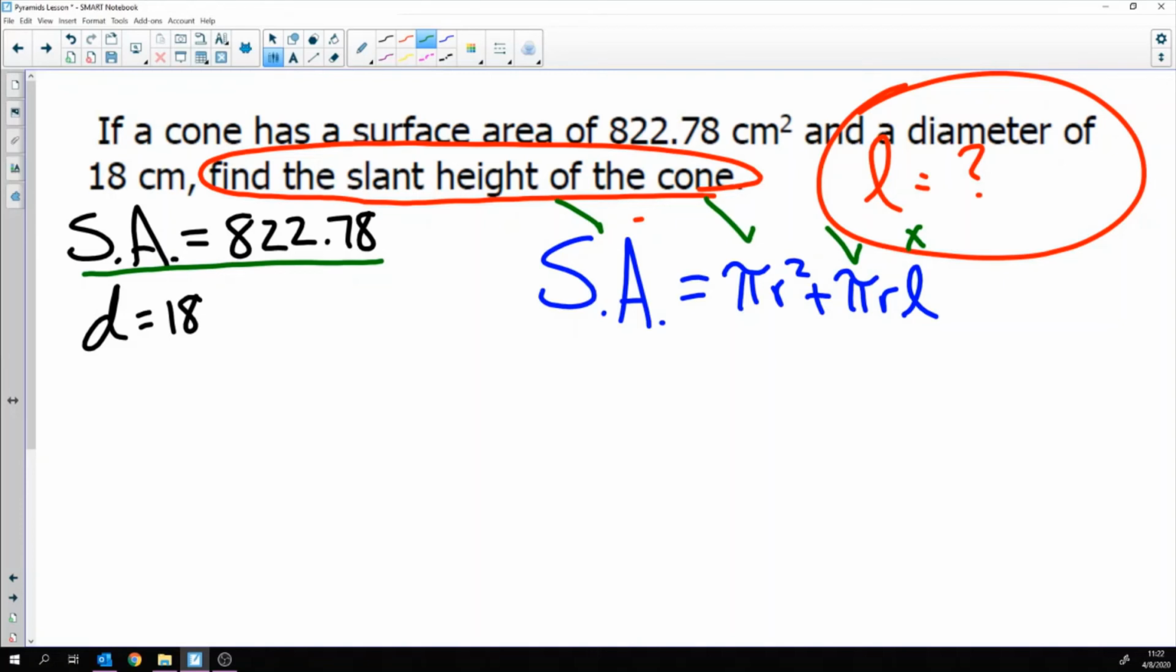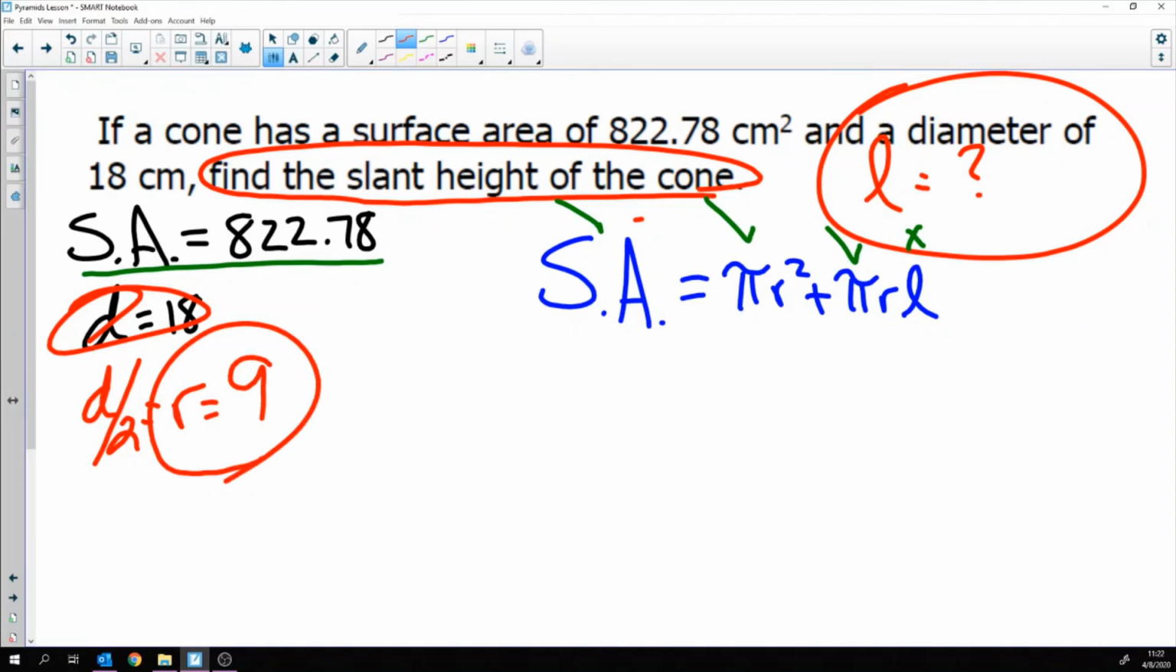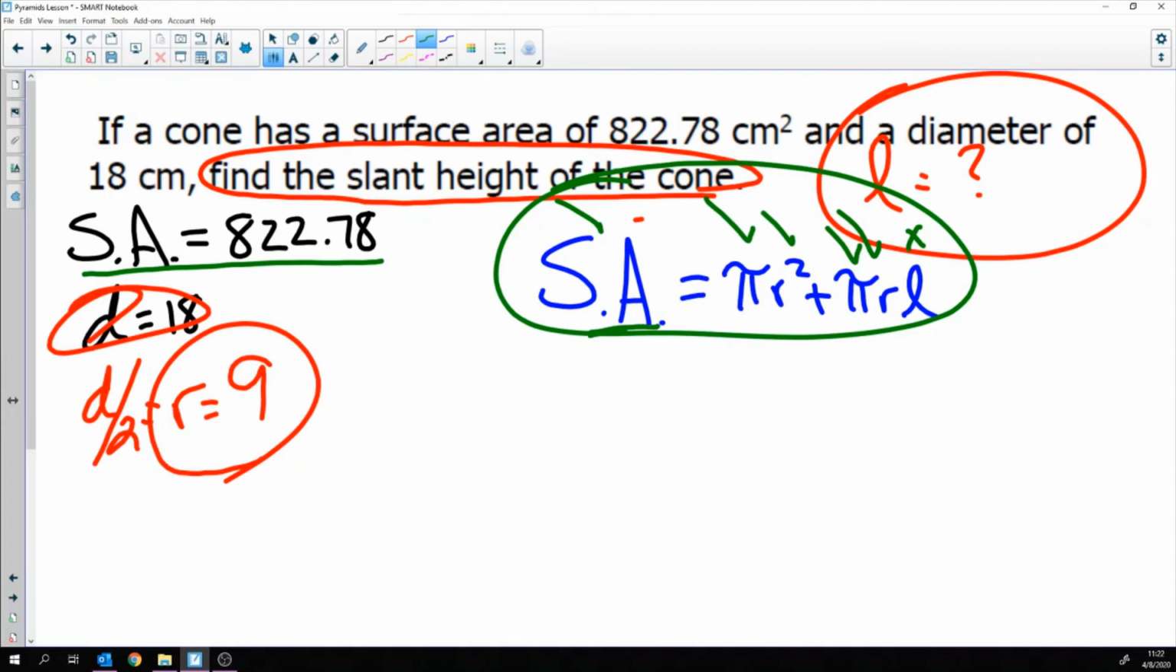Do we know the radius? Not directly, but the diameter is 18. We always know the diameter divided by 2 is the radius, which in this case, 18 divided by 2 is 9. So we do know the radius. So look at this. We have one big equation. We know the surface area. We know pi. We know r squared. We know pi. We know r. And we're looking for L. So we can use this. Just plug everything into it.